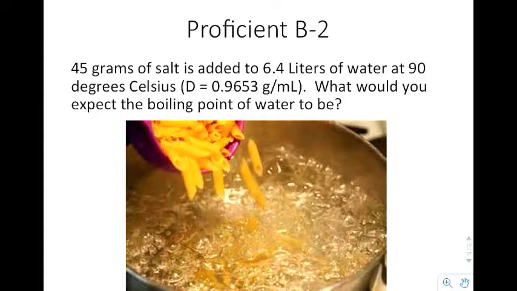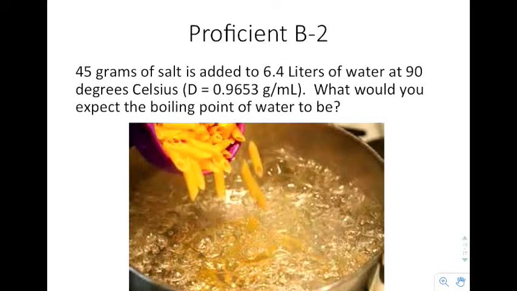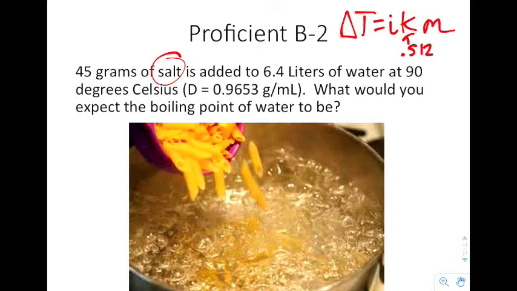Next it says 45 grams of salt is added to 6.4 liters of water at 90 degrees Celsius, where the density is this. What would you expect the boiling point of water to be? We know this is a boiling point elevation question, so we need to look at the formula for boiling point elevation, and that's delta T = iKm. The first thing we need to realize is that you need to know this K value, and it's not given to you. It should be given to you as 0.512. The second thing we need to realize is we're talking about salt, which is NaCl.